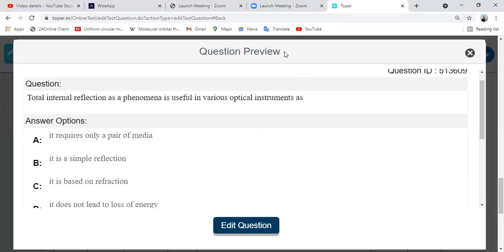So, wait a second. Teja is in. Sir, waiting. Is A the correct answer? Wait a second. Total internal reflection just came.